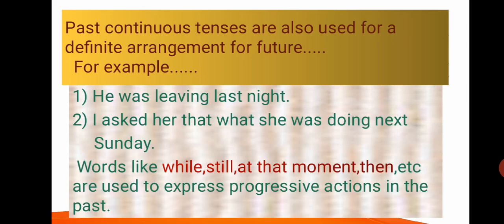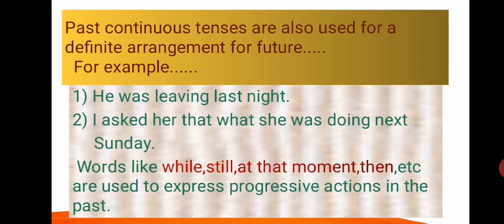See one more example. I asked her what she was doing next Sunday. Now, we can see that next Sunday is representing an arrangement for the future and she was doing is representing that it was taking place in the past. I asked her what she was doing next Sunday, meaning what can be the possible plans. So we also use past continuous tense for a definite arrangement for the future in the past.